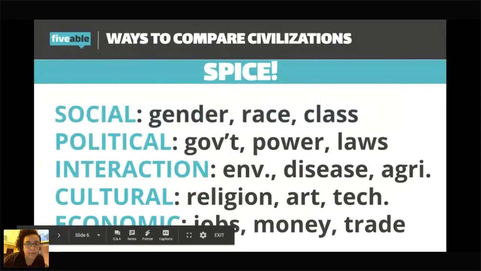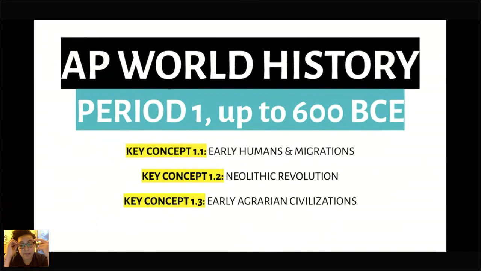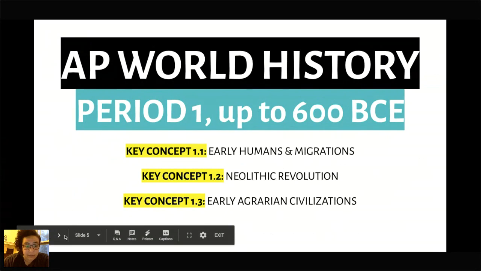All right, so period 1 is 3 key concepts, but like I said, it's 5% of the exam. So I'm going to go through it kind of quickly. You could take like an entire college course on any one of these key concepts. So there's plenty of stuff that I'm going to be kind of glossing over. That's just how AP World works.